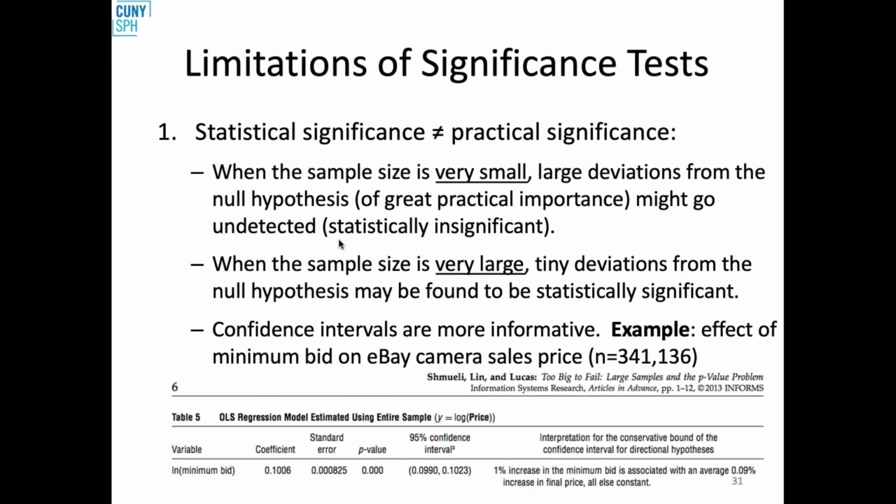Okay, so that's our summary. You can go back over the summary. Limitations of significance tests: sample size is very small, you can have large deviations from the null hypothesis, so there's a lot of variability in there. So you have to really carefully design these studies. But when the sample size is very large, tiny deviations may be found to be statistically significant.